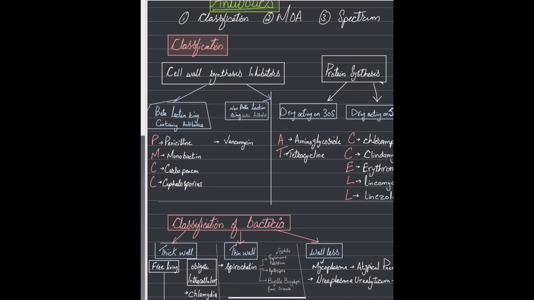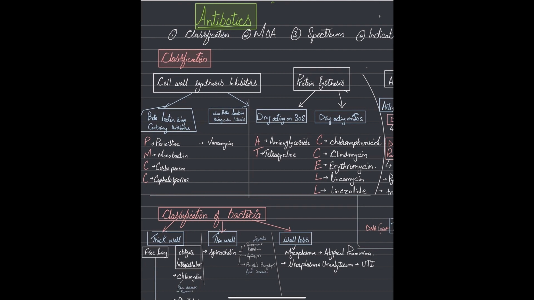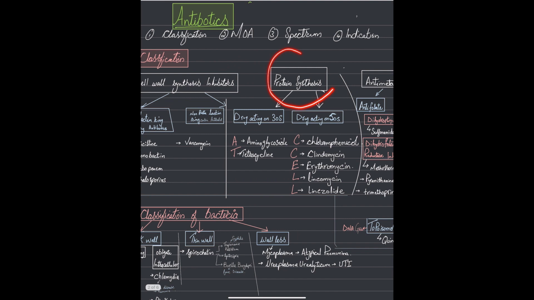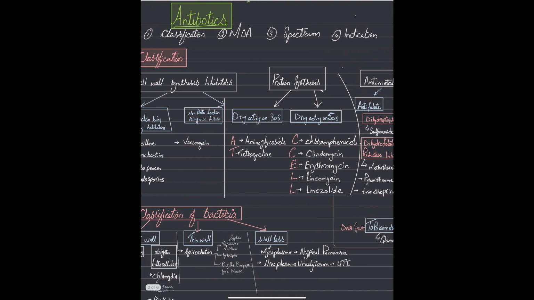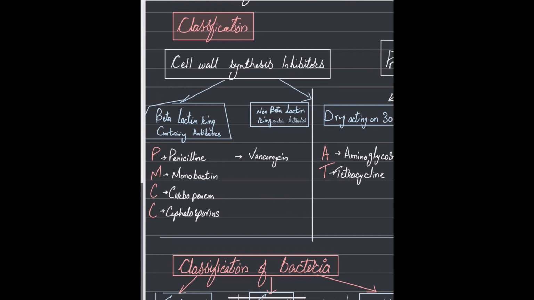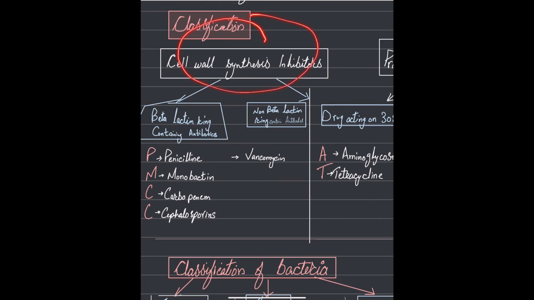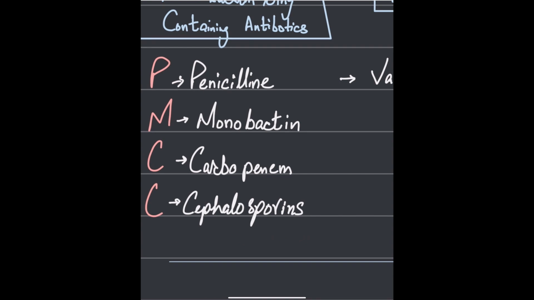So let's go first. Classification: we classify the drugs into three parts: cell wall synthesis inhibitors, protein synthesis inhibitors, and anti-metabolites. First, cell wall synthesis inhibitors, which we further divide into two parts: beta-lactam ring containing antibiotics and non-beta-lactam containing antibiotics. So first we go here.